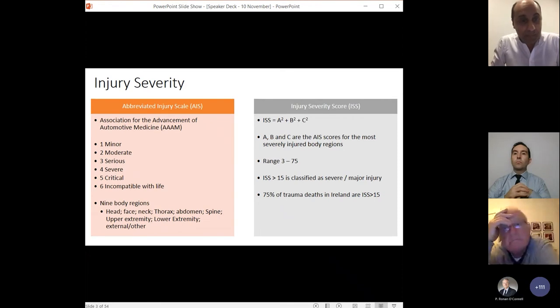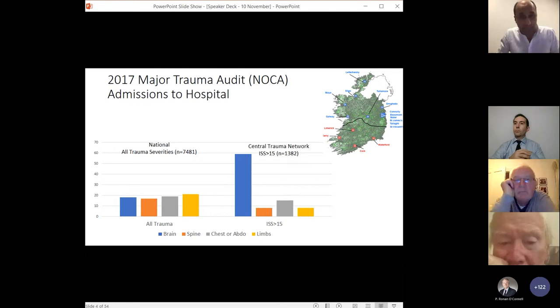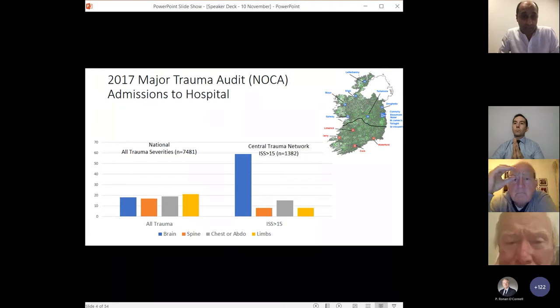Next slide, please. So in Ireland, if you look at the national data, if we look at all trauma, if you look at that bar chart on your left, blue is brains, orange is spinal injury, and so on. Chest and abdomen are together in the gray, and then limbs are yellow. Essentially, if you look at all severities of trauma, the numbers are fairly equally distributed between those regions. But if you look at the bar chart on the right and you look at patients that have a severe injury, so the ISS more than 15, almost 60% of them have traumatic brain injury.